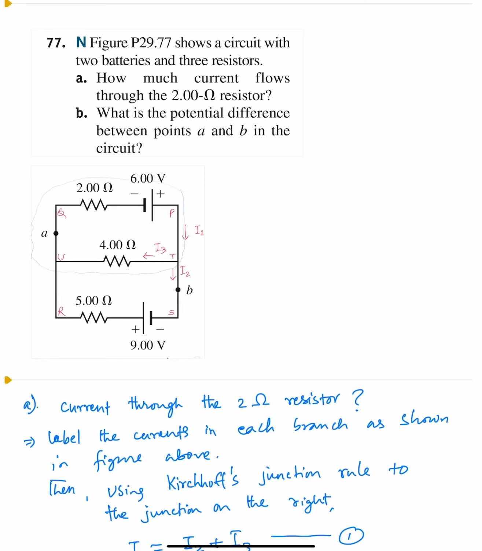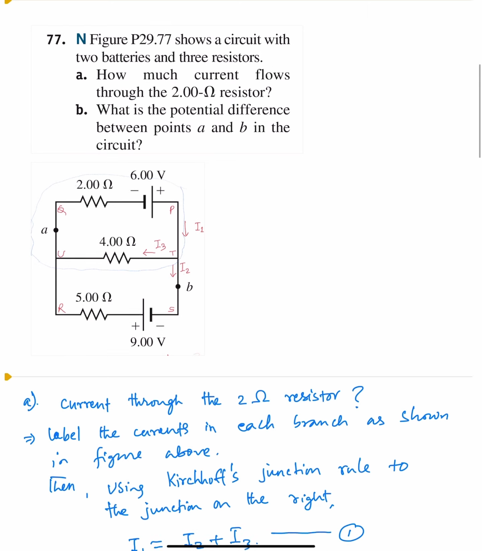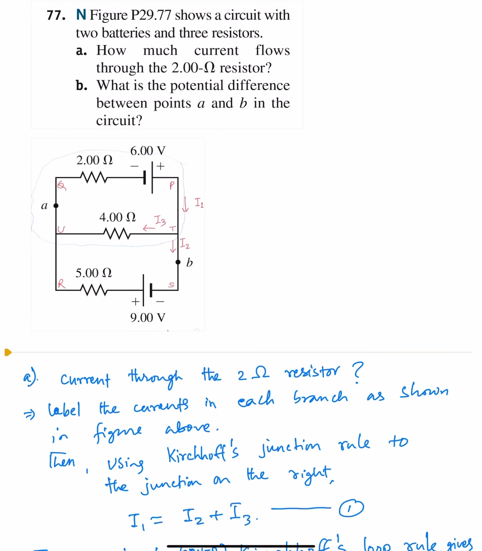This is problem number 77, and it contains a circuit with two batteries and three resistors as shown in the figure. You have to find the current through the 2.00 ohm resistor.